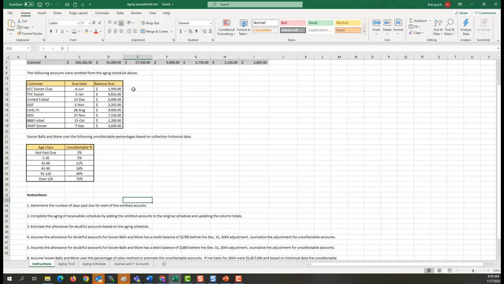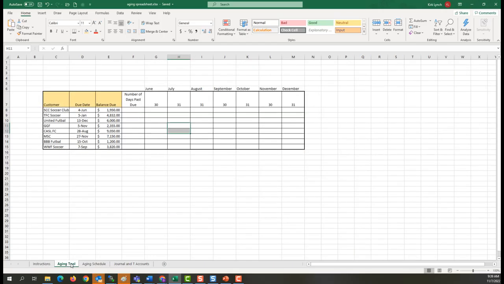I'm going to put a note out here in this margin as to how old they are, but I'm going to use a tool that I've created here to figure out how old these accounts are. Actually, I've got that part of the tool here. So here are the same customers that are missing their original due date. We know that today is December 31st. So I'm going to use this little table here by month.